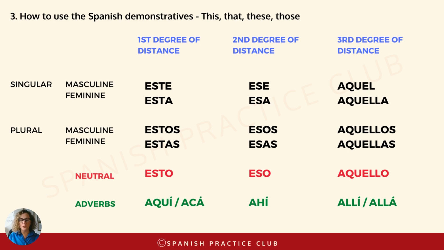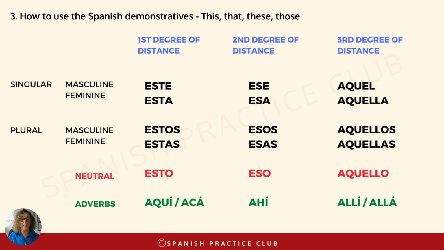We've got the neutrals when we don't know what the gender of the subject is. For example, in English, we could say the expression, this is great. So we don't really know what the gender of the great thing is, and it doesn't really matter. So in this case, in Spanish, you'll be using your neutral and say, esto es genial. Same thing with second degree. That is great. Eso es genial.